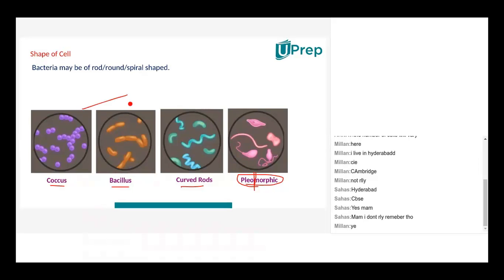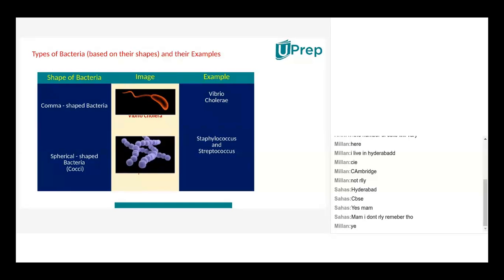Then there is a list of bacterial names which you have to get familiar with. That's why I took this image. See, comma-shaped bacteria, Vibrio cholerae, which causes cholera. Then spherical shaped. Just now I told coccus is the singular and cocci is the plural. They are Staphylococcus and Streptococcus. I hope you know about the Streptococcus bacteria. The throat infection causing bacteria is the Streptococcus bacteria.